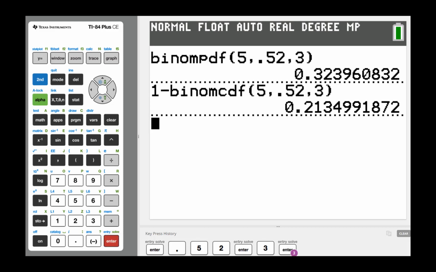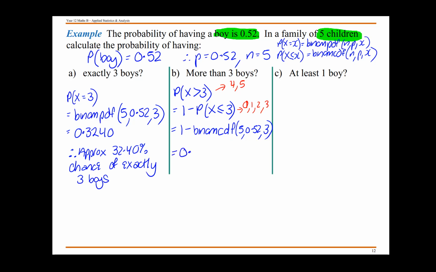And it's 0.2135. So this is equal to 0.2135. And these should all be approximates. So therefore, approximately 21.35% chance of more than 3 boys.